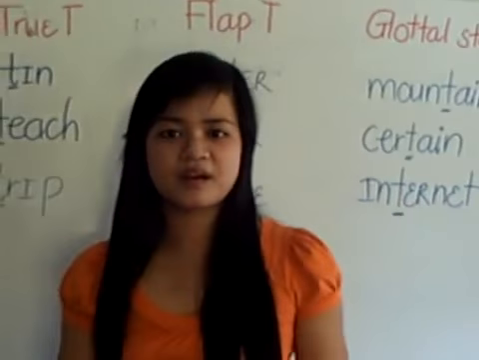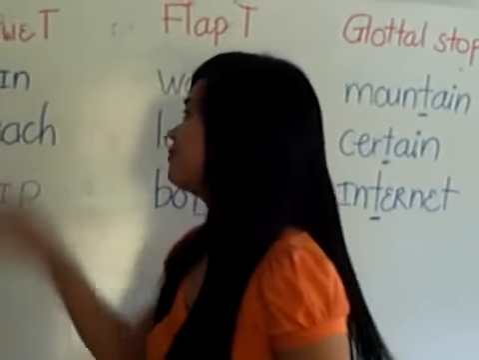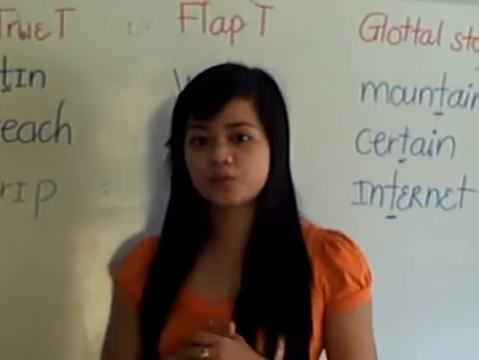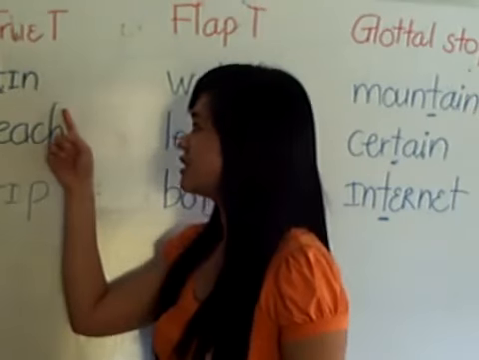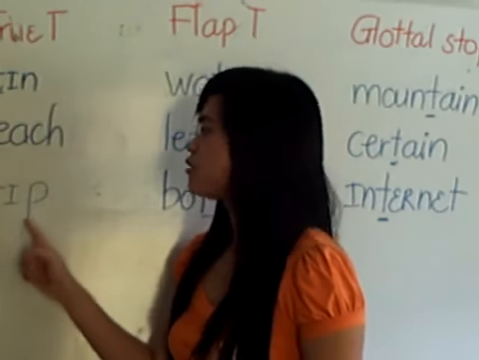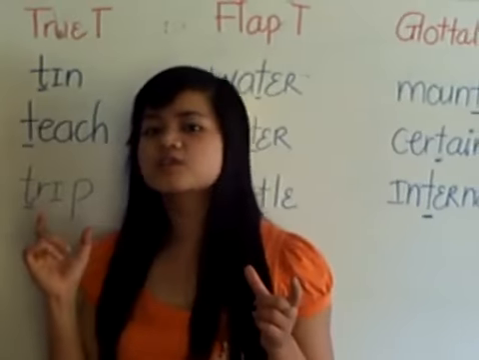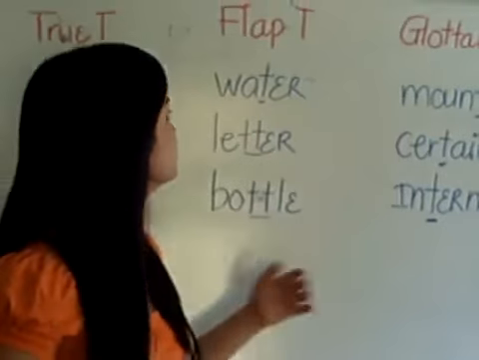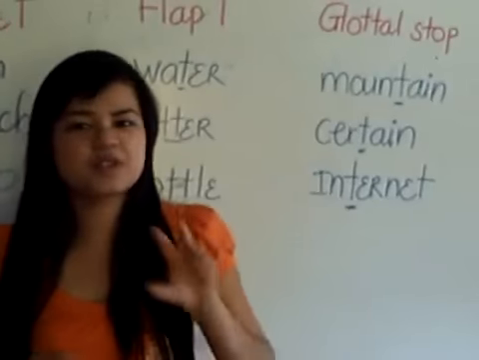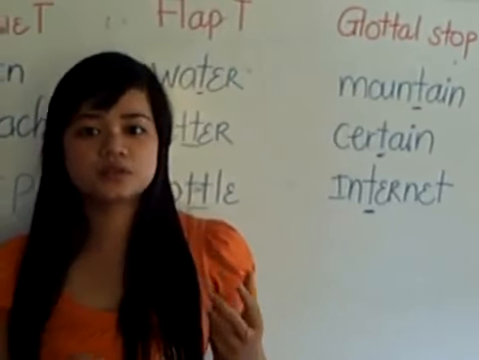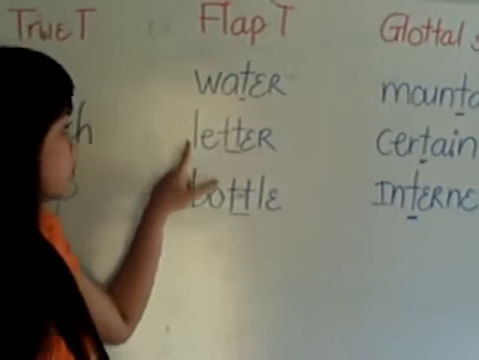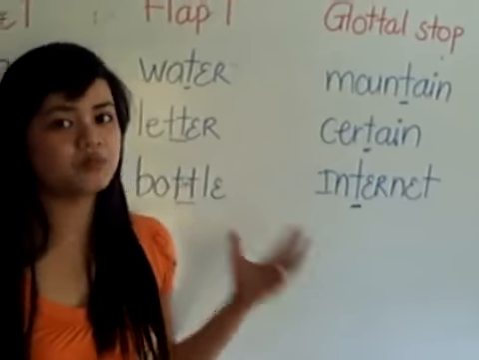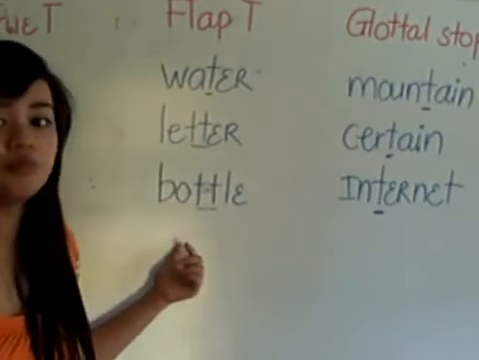Okay, to make you know more about it, I will give you an example. About the true T, it means you have to pronounce T in the word, for example team, teach, trip. You can hear T in these words. How about the flat T? Let's go. Flat T means you have to change T into a D-like sound, like water, ladder, and bottle. Americans don't say water, but they say water, ladder, and bottle.